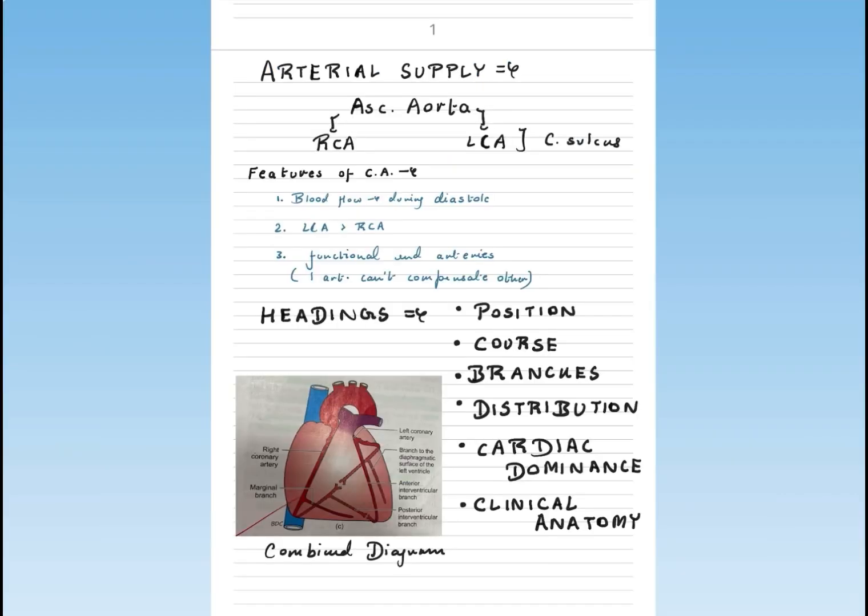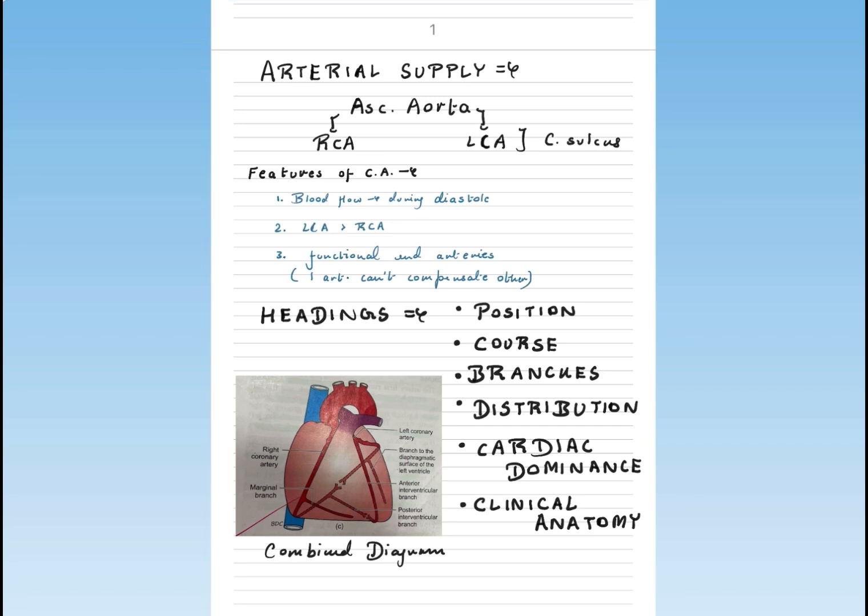So first we will be studying about the arterial supply of the heart. The main vessel which supplies the heart is not the coronary arteries but the ascending aorta, which gives rise to the coronary arteries. And these are the right coronary artery and the left coronary artery. And these travel in the coronary sulcus. Sulcus kya hai? Sulcus is the depression in which the coronary artery goes.